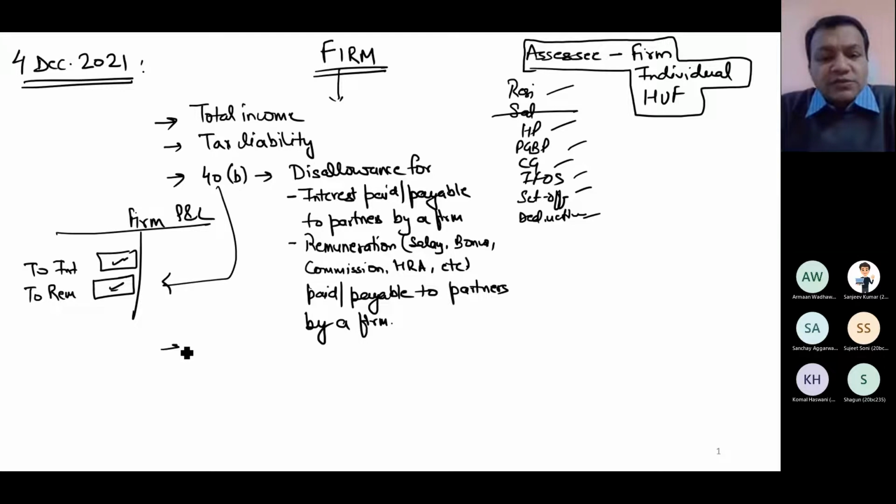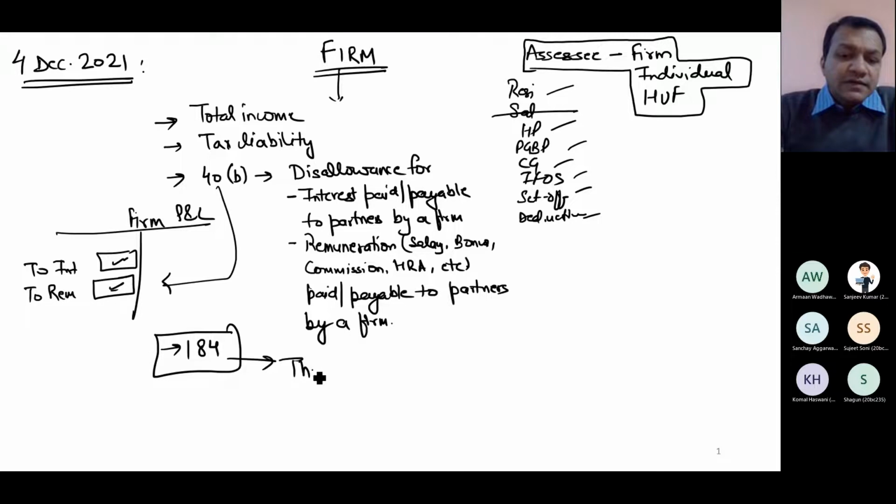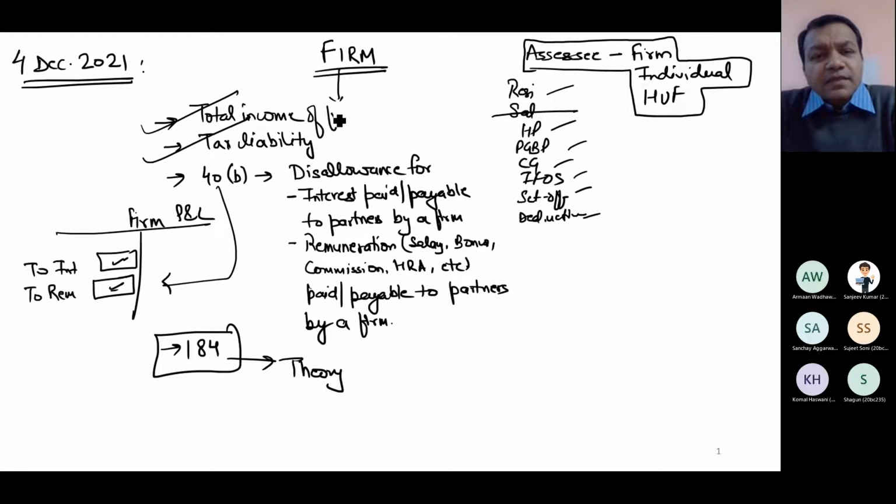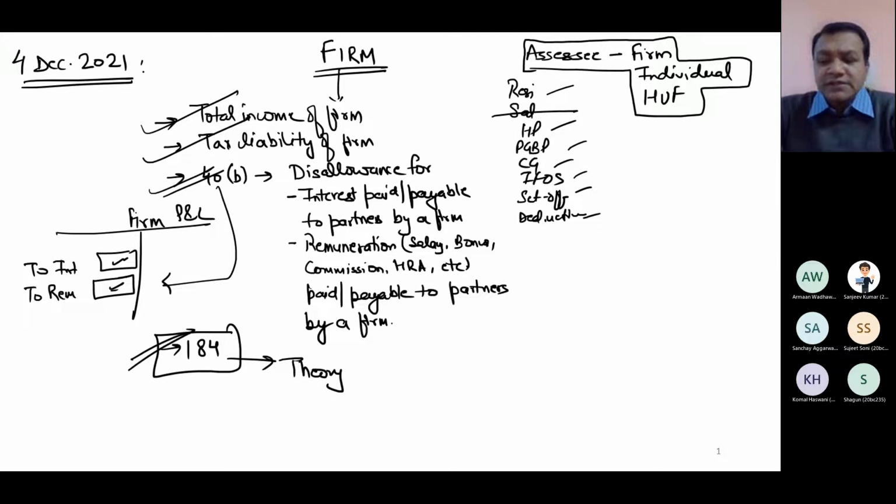And one theory section also I will discuss, that is section 184. That is a theory section. So this chapter will only cover these four things precisely: total income of firm, tax liability of firm, because we have not yet computed, what section 40 clause B talks about for a firm, and what section 184 says about a firm. Remaining provisions of Income Tax Act which we have covered are as it is applicable to a firm also, provided those sections are applicable for a partnership firm.